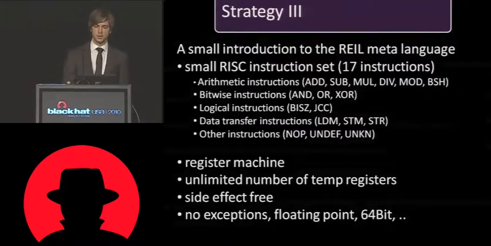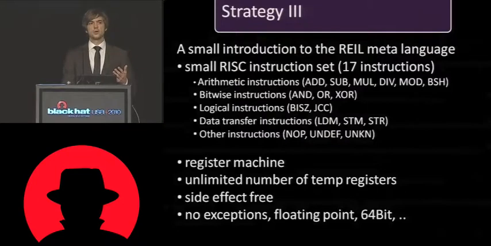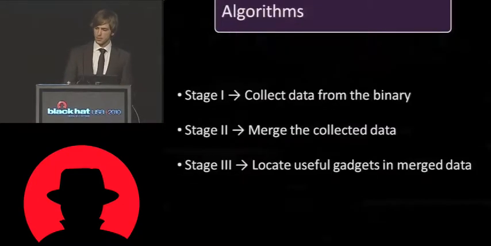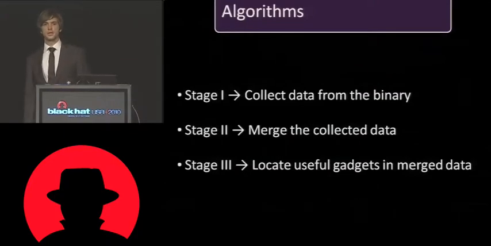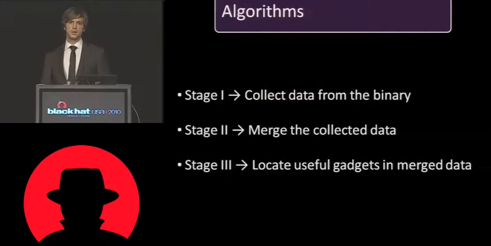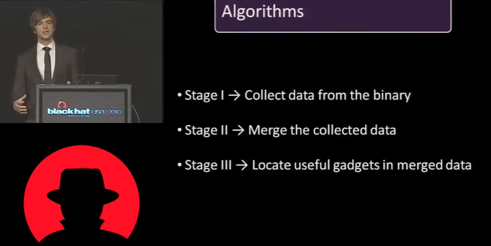So coming back to the original topic of the talk, after introducing you to the RILE instruction set, we're now going to go over the algorithms which are needed to find gadgets in binaries automatically. We have divided those algorithms into basically 3 stages, so that in stage 1 we collect all the data from the binary which we need for later processing.